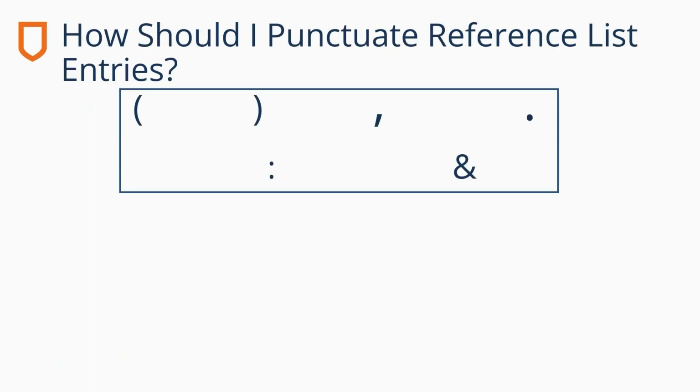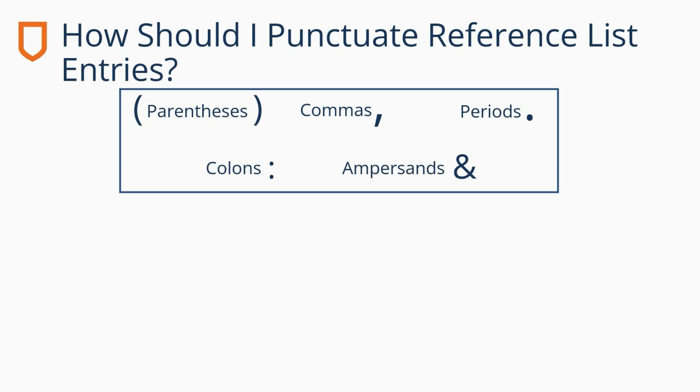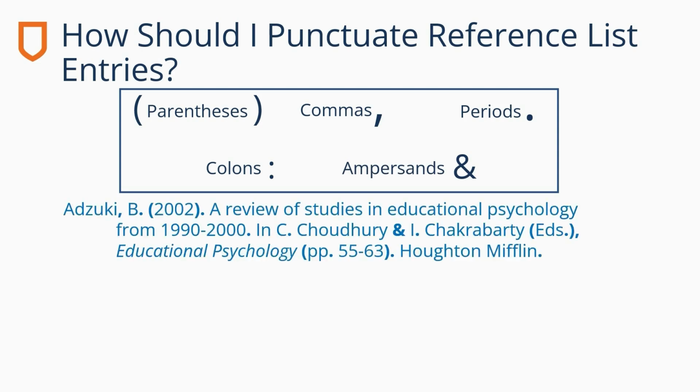Here are the punctuation marks to pay attention to when you're punctuating your reference list entries. Again, we've got the parentheses, the commas, and the periods. We've also got the colon this time, as well as the good old ampersand. Here's an example. Adzuki B., 2002, a review of studies in educational psychology from 1990 to 2000. In C. Chowdhury and I. Chakrabarty, eds., Educational Psychology, pages 55 to 63, Houghton Mifflin.